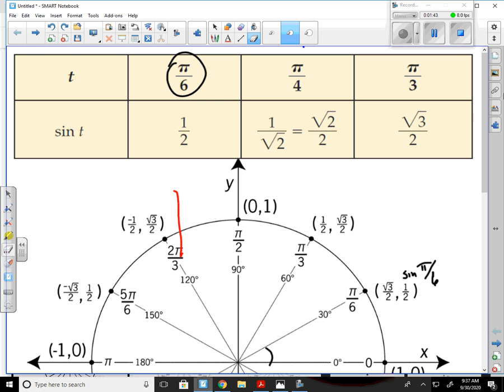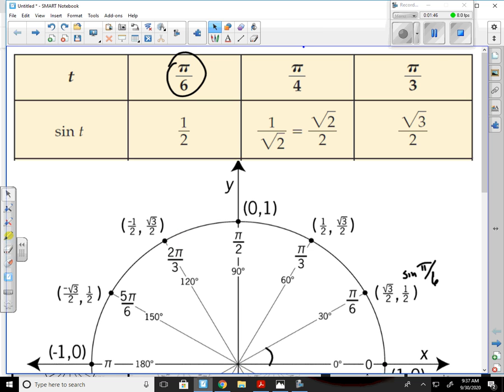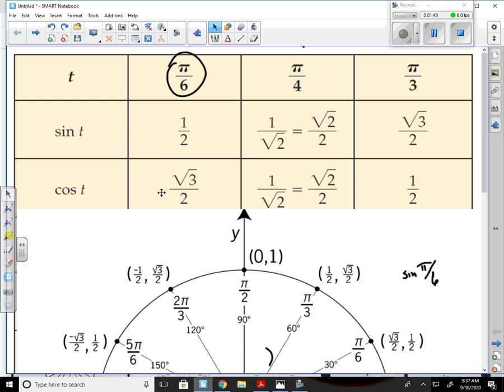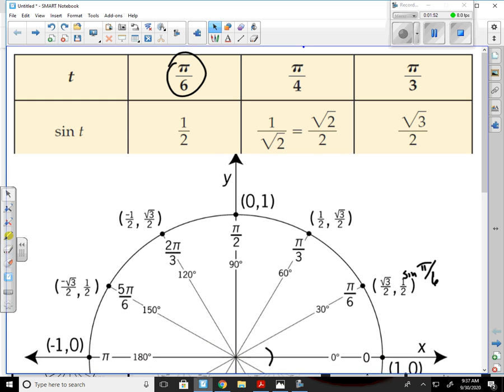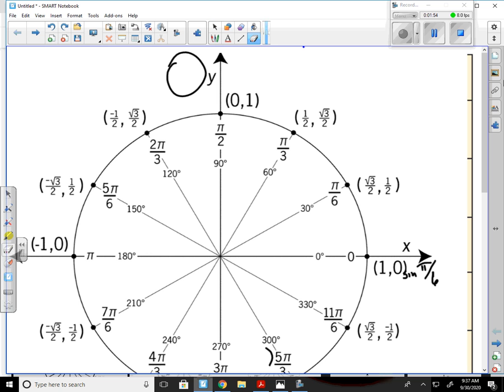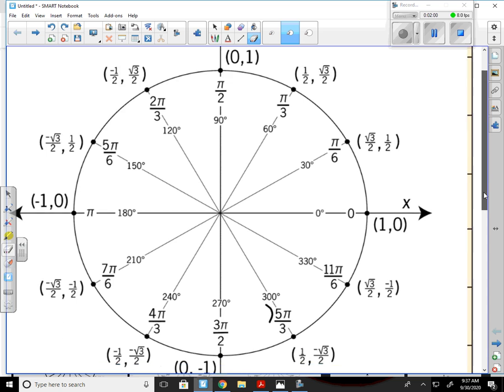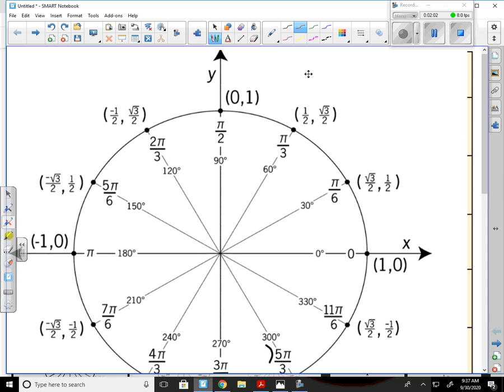If I go down to cosine, and look, it's root 3 over 2. So we get this entire table of information based off of the unit circle here, where my cosine is the x's and my sine is the y's. And if I'm staring at the unit circle, this makes this real easy.